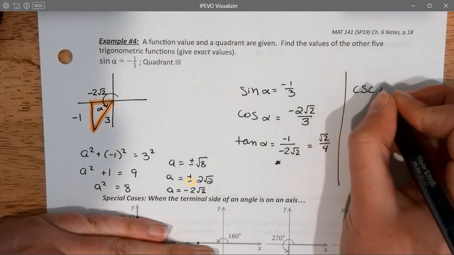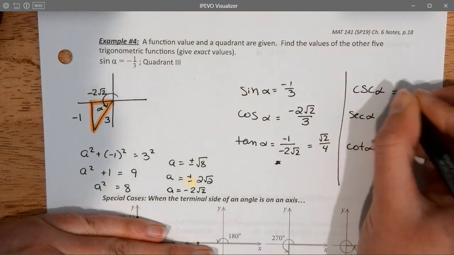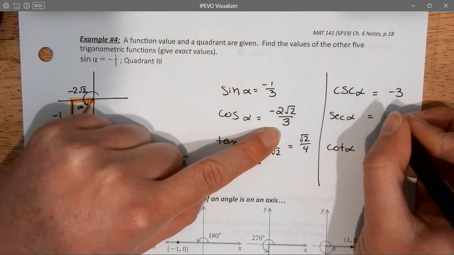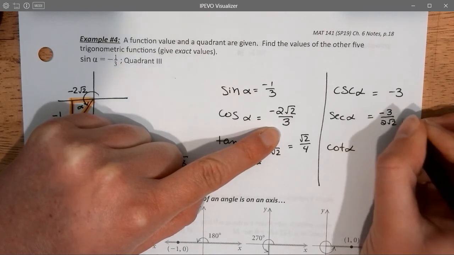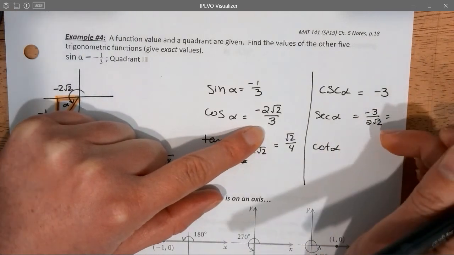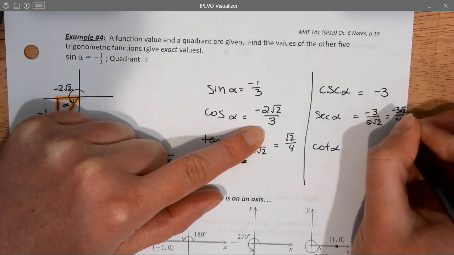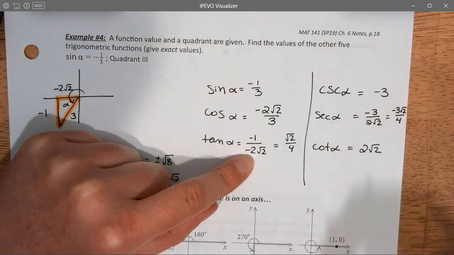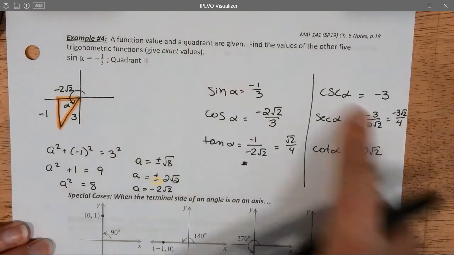So cosecant alpha, secant alpha, and cotangent alpha. 3 over negative 1 is going to be negative 3. This is going to be 3 over negative 2 square root of 2, which when I rationalize is negative 3 square root of 2 over 4. And if I flip the tangent, it's going to be positive 2 square root of 2 over 1, which you don't write. Now we have all 6 of them. We found the other 5, we knew the first one, so we found all 6 of our trig ratios.